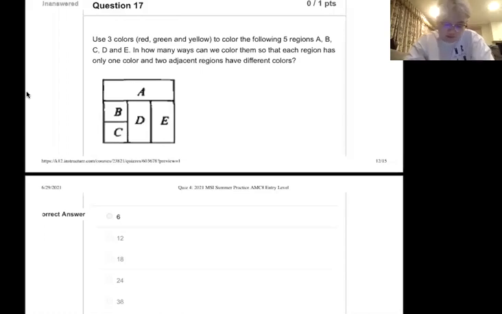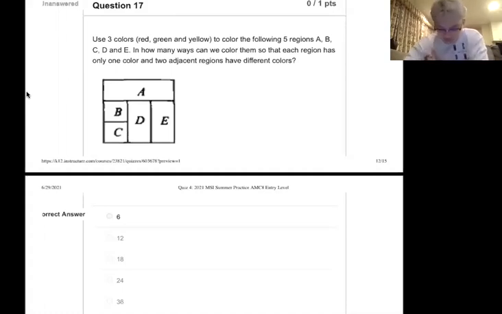Question 17. Use 3 colors, red, green, and yellow, to color the following 5 regions, A, B, C, D, and E. In how many ways can we color them so that each region has only one color and 2 adjacent regions have different colors?